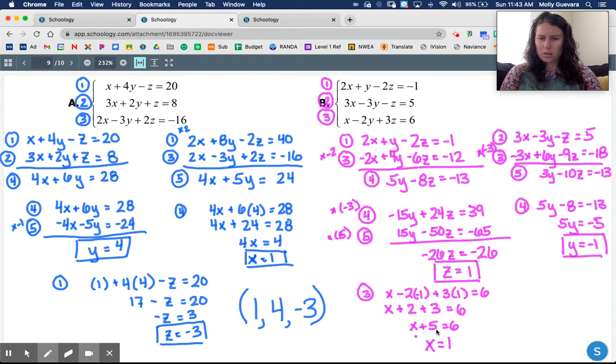So now that I've found all 3 variables, I can write the solution, which is 1, negative 1, 1. So that is the point where these three planes cross.